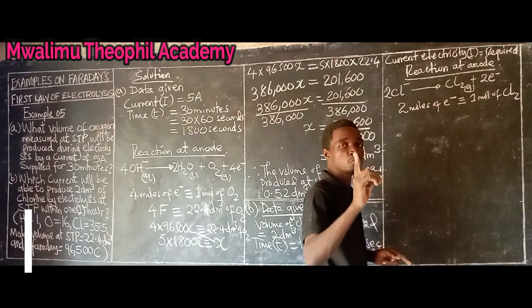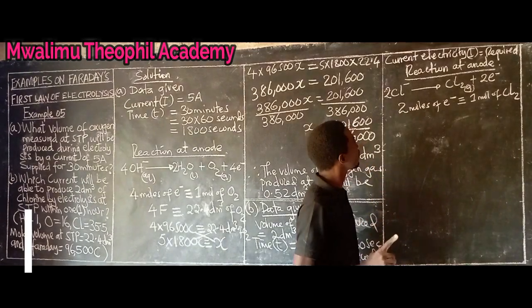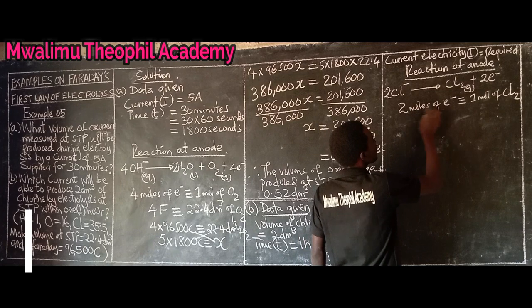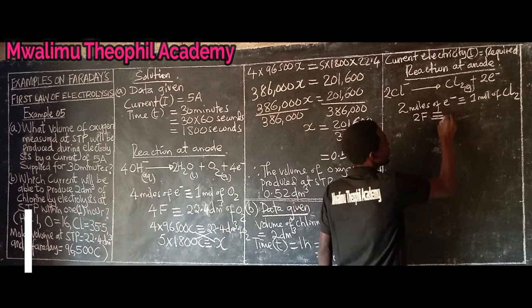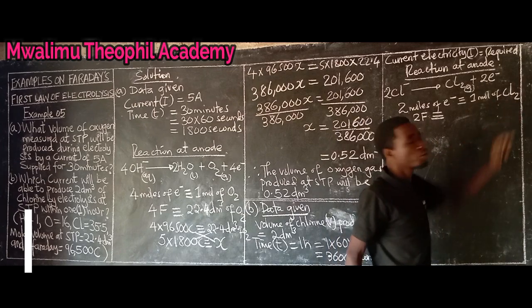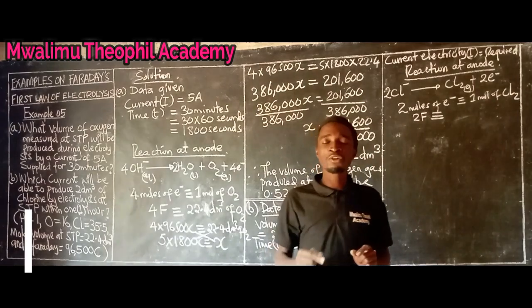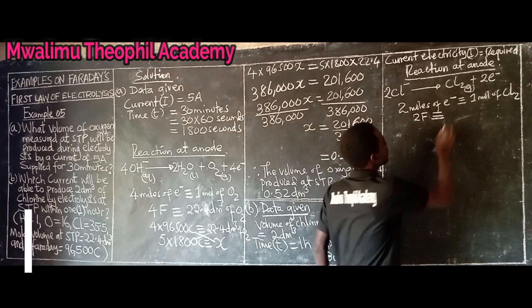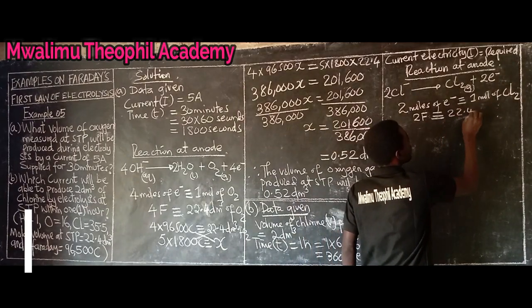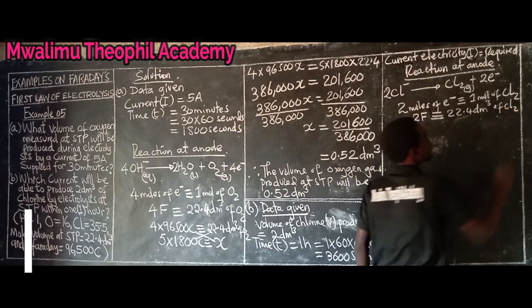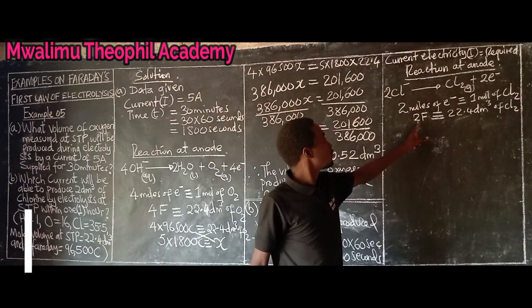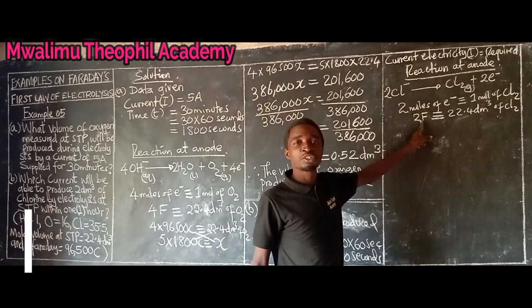1 Faraday is equal to 1 mole of electrons. So these 2 moles of electrons will be equal to 2 Faradays. Now 2 Faradays will be equivalent to 1 mole of chlorine gas. When we change 1 mole of chlorine gas at STP, it will be equal to 22.4 decimeter cubic of chlorine gas. Now, let us convert Faradays into coulombs, to charge.